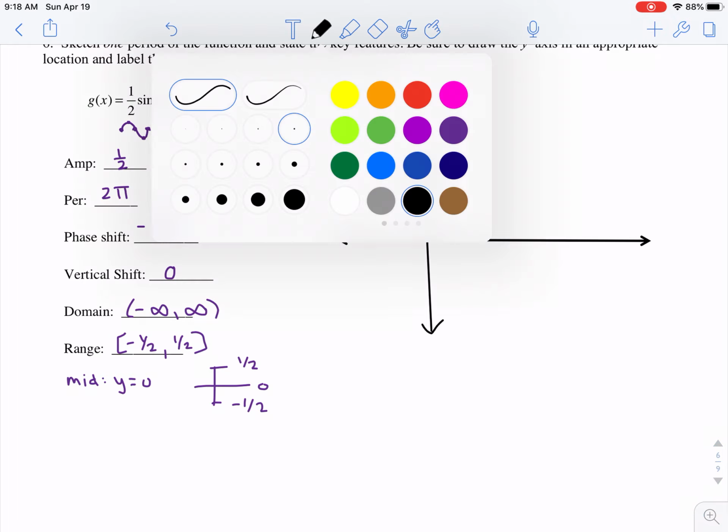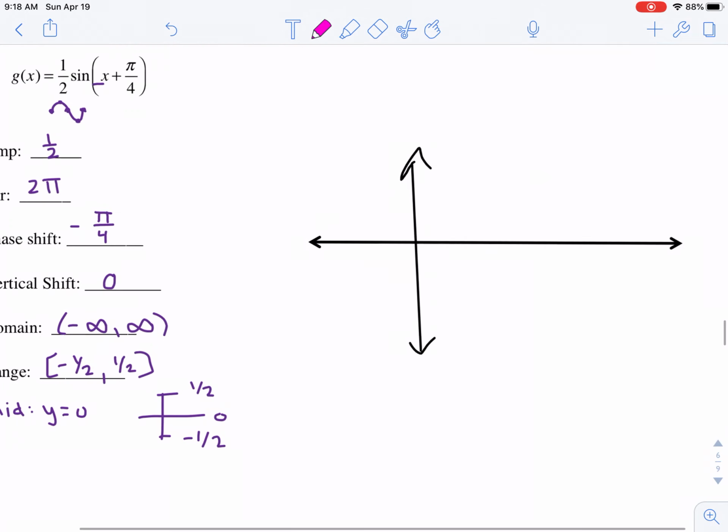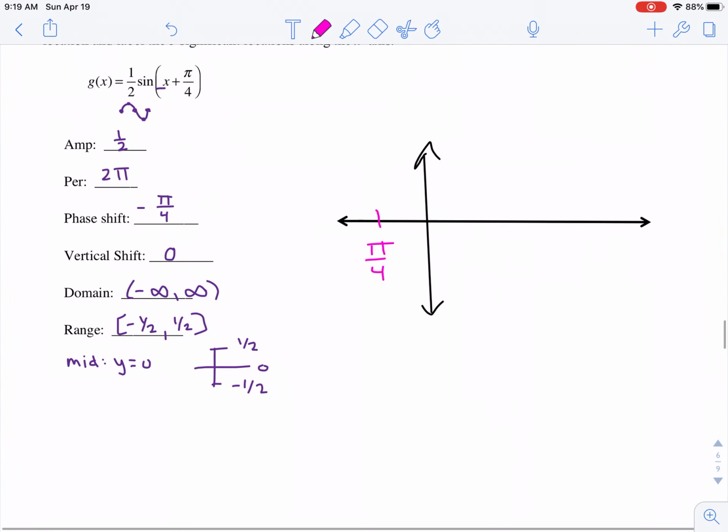Okay, so if I'm going to shift to the left pi over 4, that means that my period is going to start there, right? And my period is 2 pi. It's a length of 2 pi. So again, that interval, when I divide it into fourths, gives me pi over 2. So each interval should be adding pi over 2.